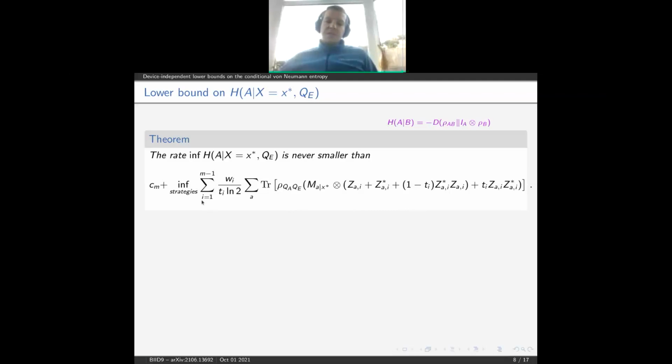But really, the important thing, as I mentioned before, is that we have this objective function that's linear in rho. And we're able to express it in terms of the operators that are meaningful in the device-independent setting. For example, Alice's measurement operators, because we're interested in the entropy of Alice's outcomes. These appear here, and then we have these Z operators that act on the adversary system. And we have this infimum over strategies here, but as I mentioned before, these strategies include the state, the measurements of Alice, the measurements of Bob, but now they also include these Z operators that act on the adversary system.